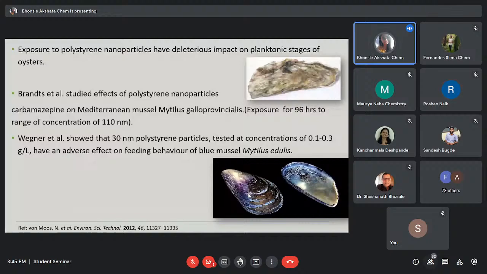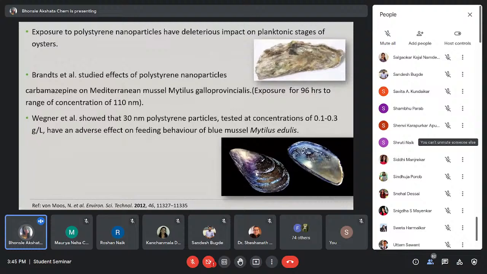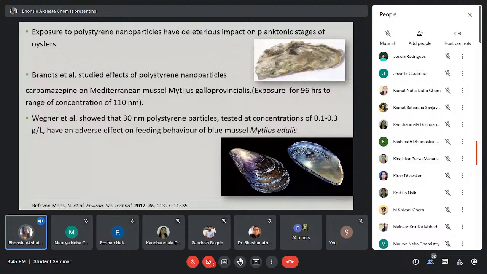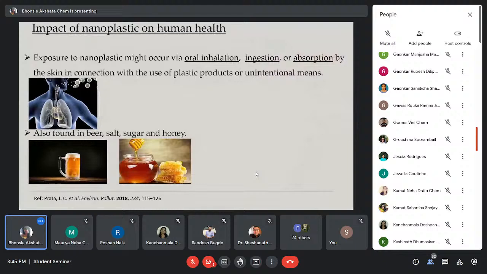And Wegner et al. also did a study that showed that 30 nanometer polystyrene particles, when tested at a concentration of 0.1 to 0.3 gram per liter, have an adverse effect on the feeding behavior of the blue mussel Mytilus edulis. So it showed an adverse effect on its filtering ability, because they're filter feeders. So on that.